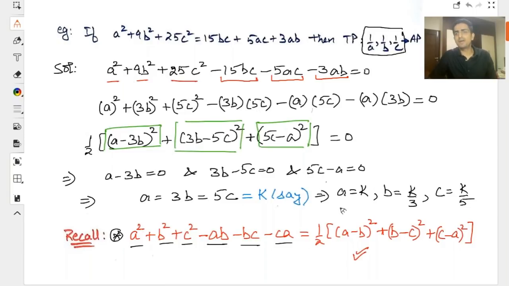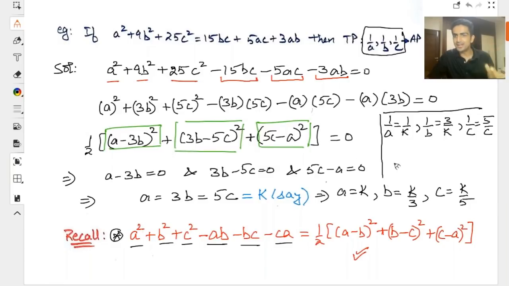We need values of 1 by A, 1 by B, 1 by C. So guys, don't you think we have these values? What is 1 by A? 1 by K. What is 1 by B? 3 by K. And what is 1 by C? It is 5 by K.